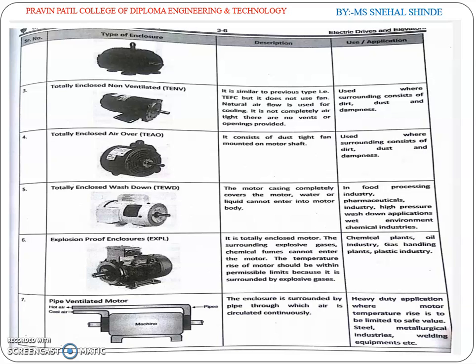Next is the pipe ventilated motor. The enclosure is surrounded by pipe through which air is circulated continuously. It is used in heavy duty applications where the motor temperature rise is to be limited to a safe value: steel and metallurgical industries, welding equipment.